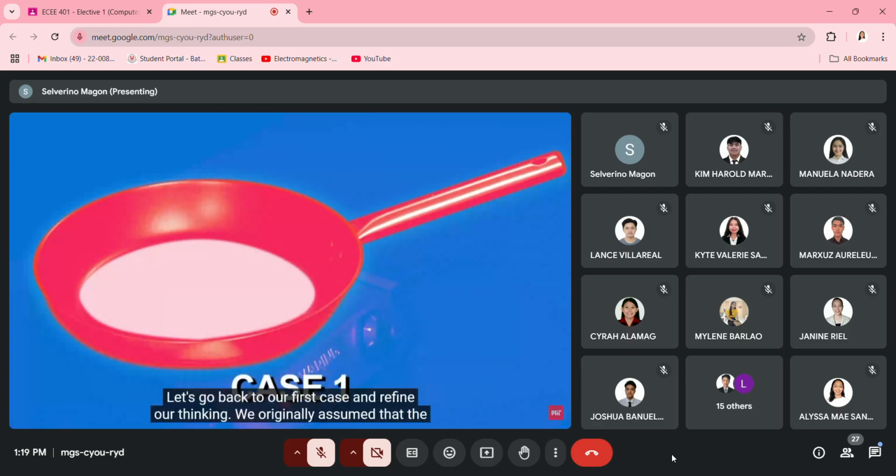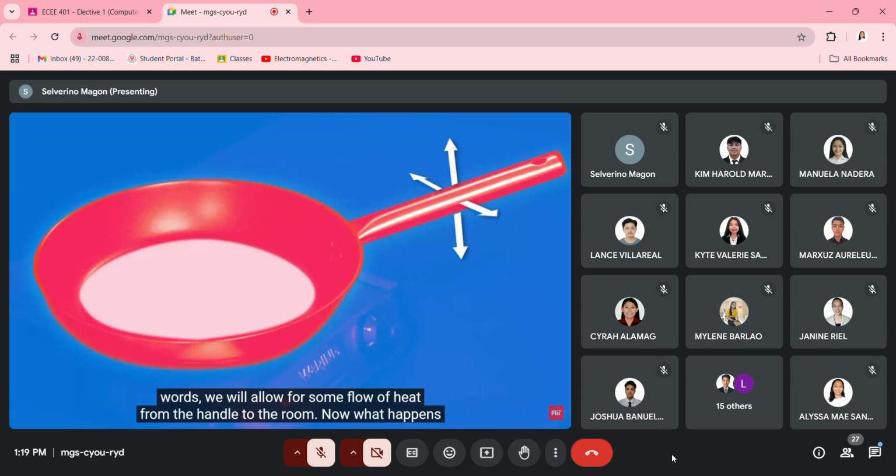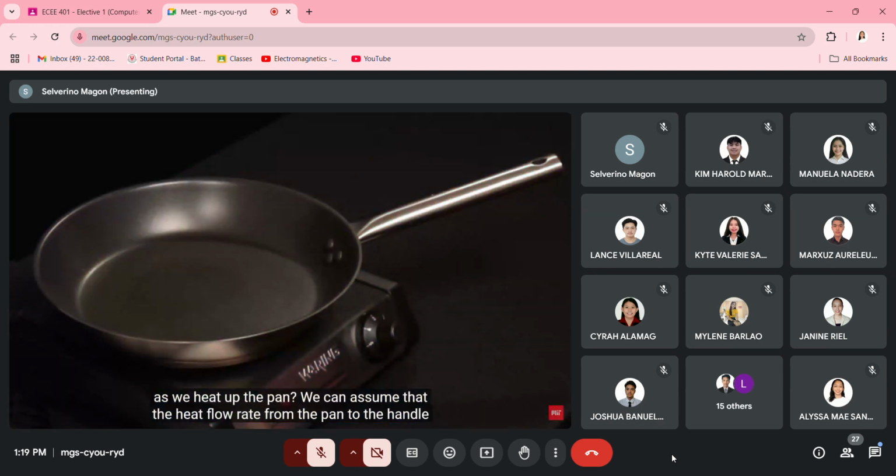Let's go back to our first case and refine our thinking. We originally assumed that the pan and the handle were in perfect thermal contact and that the pan and the handle were totally isolated from the room. Let's keep the first assumption, but change the second assumption. In other words, we will allow for some flow of heat from the handle to the room.